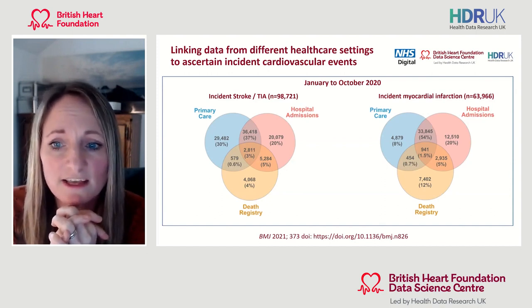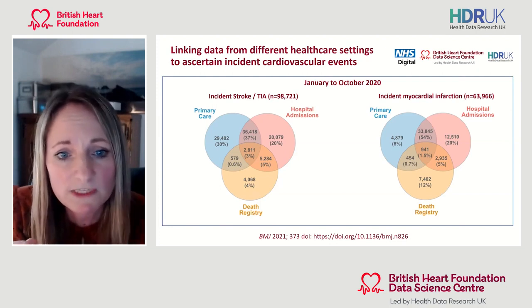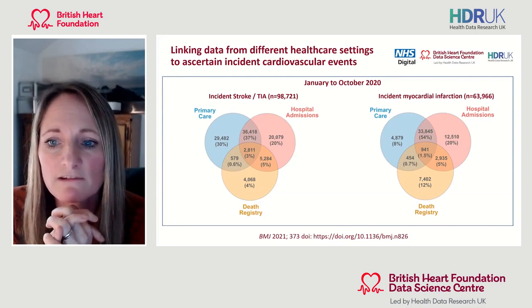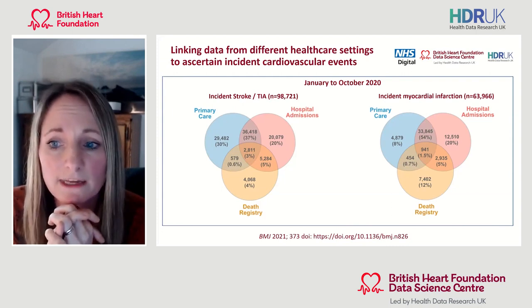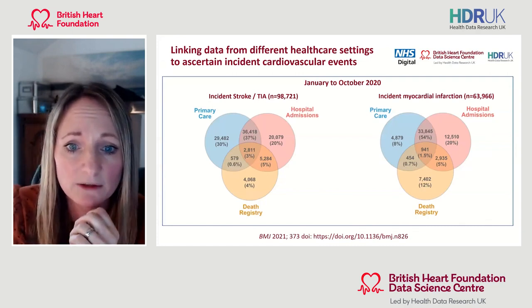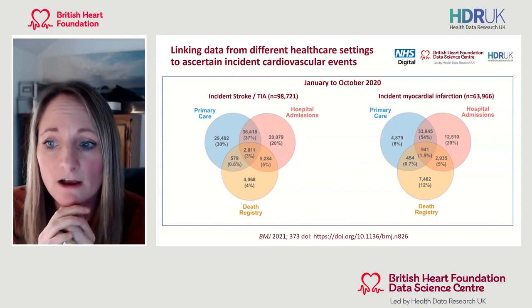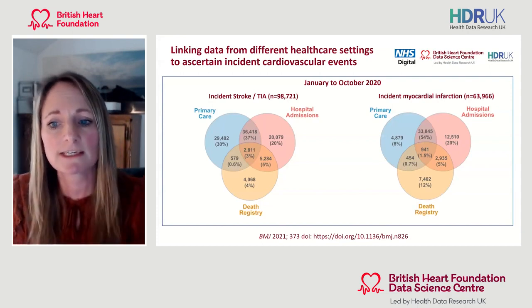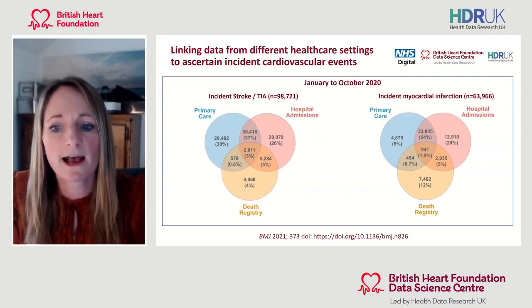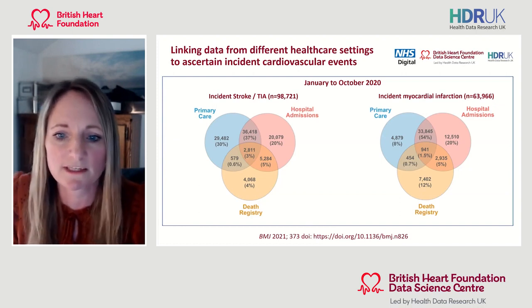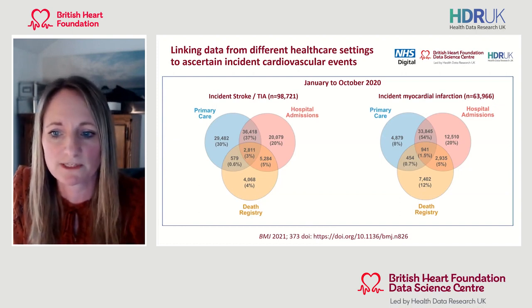Importantly, from this, you can see that the data comes from the different resources: from primary care, hospital admissions or death registrations. And around 30% came only from primary care data and 4% only from the death registry records. Similarly, we see something similar for myocardial infarction, where we identified nearly 64,000 events, and 8% of these were recorded only in primary care and 12% only in death registry records.